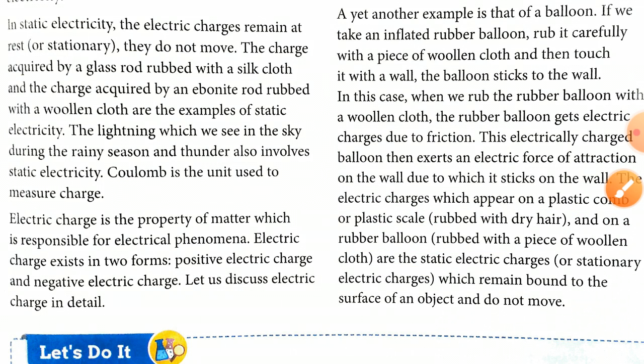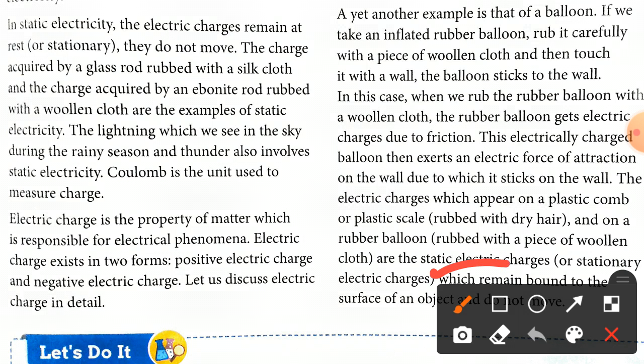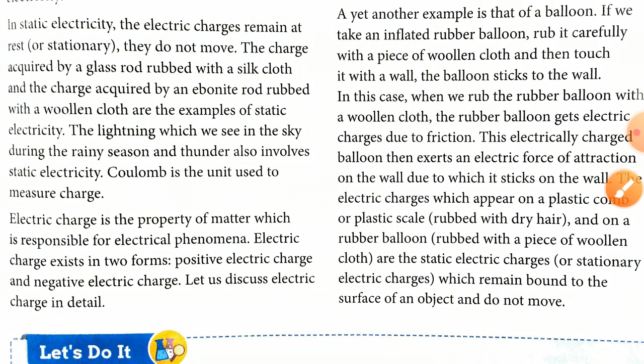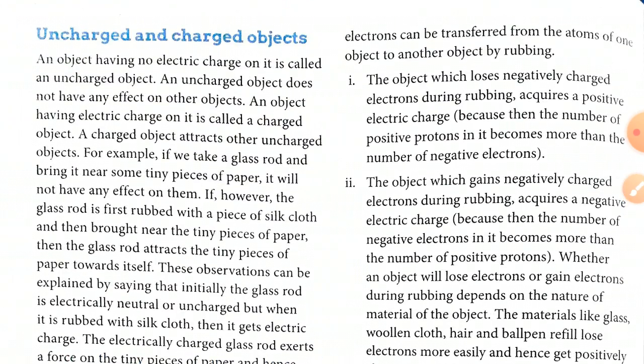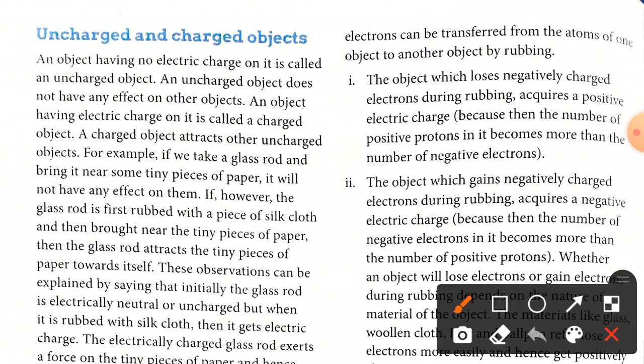As I told in the first lecture, there are two kinds of charge. The first one is current charge and the other one is static charge. Static charge is nothing but the stationary charge, which remains bound to the surface of an object and does not move. Fine. I hope up till now you have understood everything.